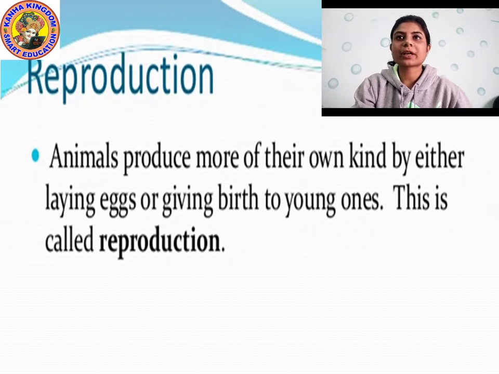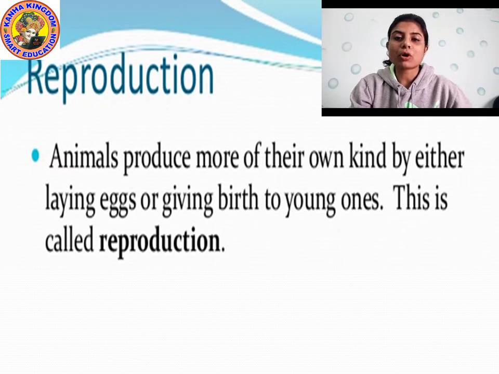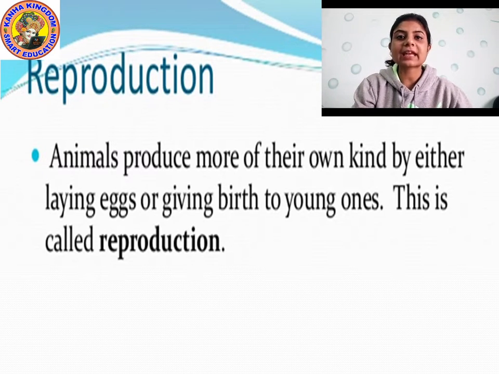The spelling of reproduction is R-E-P-R-O-D-U-C-T-I-O-N, reproduction. Reproduction is the process by which babies are born. It is written in the slide. Animals produce more of their own kind either by laying eggs or giving birth to young ones. This is called reproduction. Reproduction means the animals give birth to babies of their own kind.